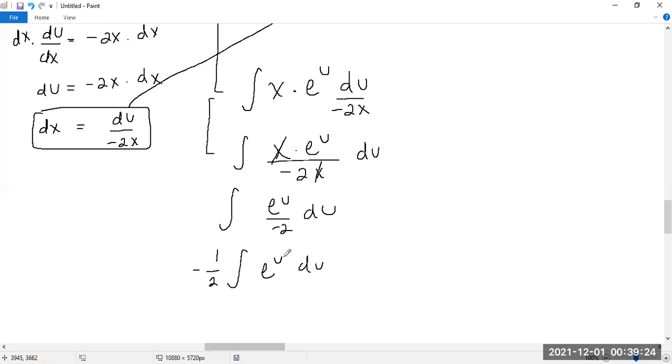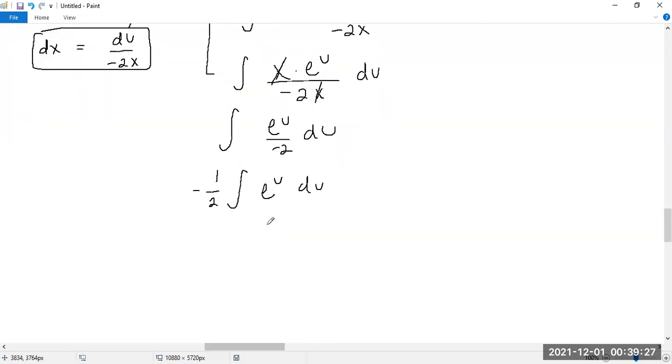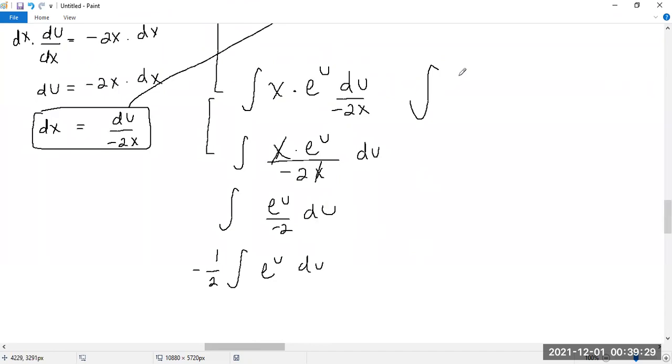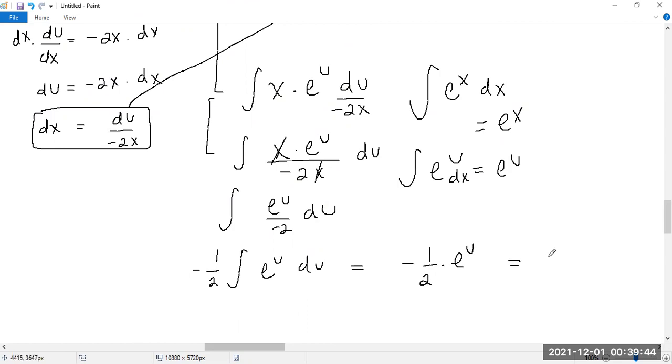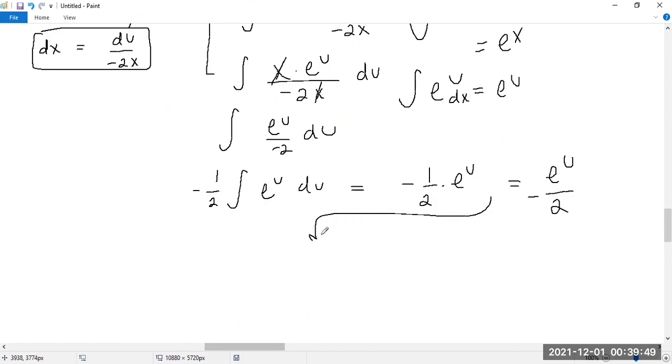to the u du. And essentially what happens, right, is that, we covered this before, the integral of e to the x is e to the x, and the same way the integral of e to the u is e to the u. So this would just be negative 1 over 2 times e to the u, right? And what we can then do at this stage is just plug back what u was, which was negative x squared. So this is negative 1 over 2 e to the negative x squared.